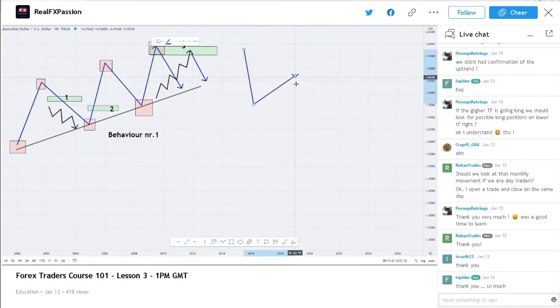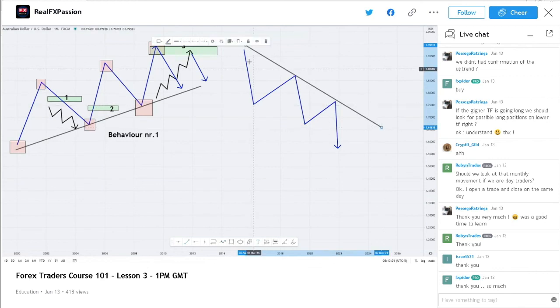Behavior number 2 is the opposite direction. It's where the market's making lower lows and lower highs, and we can draw a downtrend line. We need to connect the highs, and we are going to learn how to properly draw trend lines. Some of you are breaking the bodies of the candles, some of you are breaking the wicks when you draw a trend line. So a downtrend is the same, just in the opposite direction.